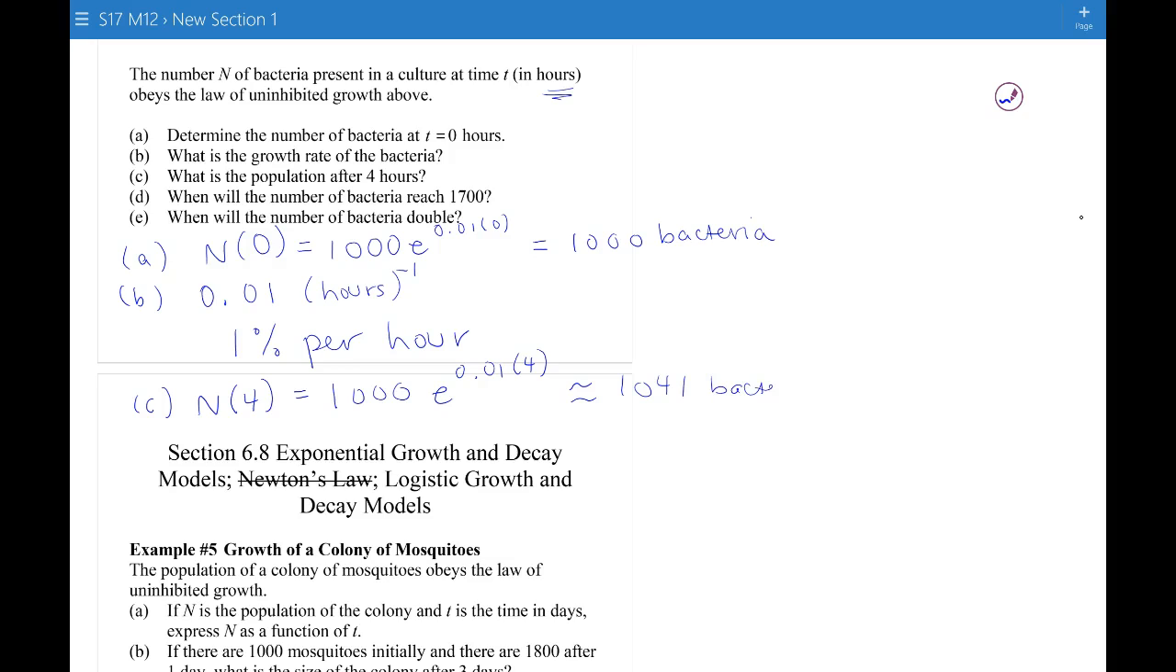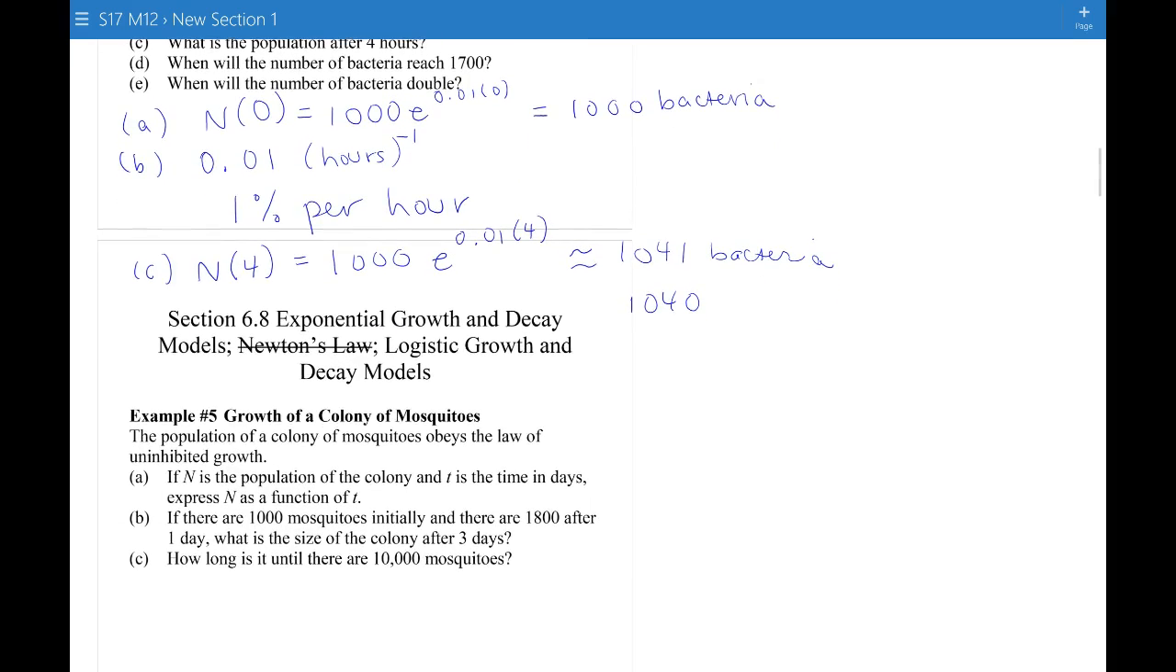1,041 bacteria. Although it could be argued that 1,040 would be the correct answer, but they're bacteria, so you can't have the 0.8 of a bacteria. That wouldn't make any sense. And so you actually would probably, if you counted them, have 1,040, because that 0.8 of a one wouldn't have actually appeared yet. So you could argue that either way.